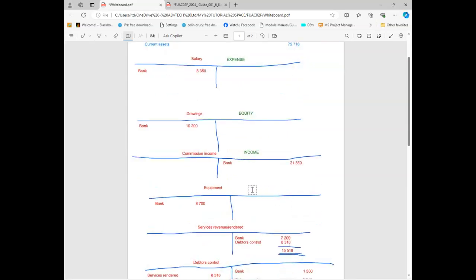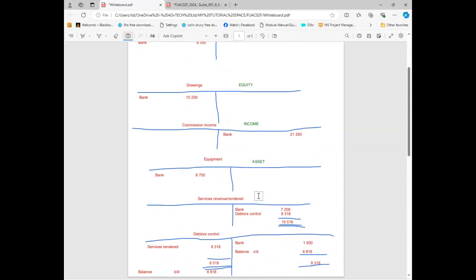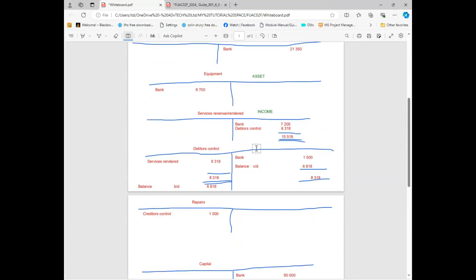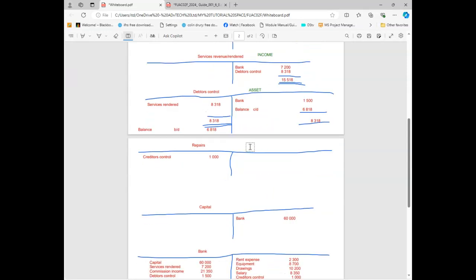Equipment, that's an asset. Perfect. Don't worry, in future you're going to know them. Don't worry, you are learning. Services rendered. Income. Perfect. And then debtors control. Asset. Yes, perfect. Repairs. Expense. Perfect. Capital. Equity. Perfect.